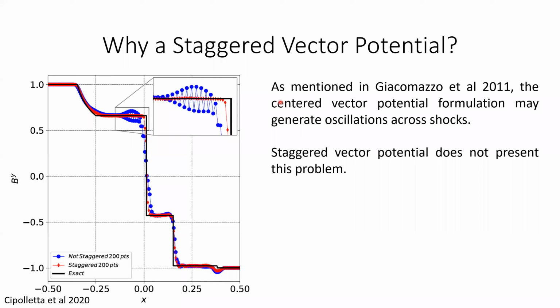So in Whisky MHD, what we did, for example, was to apply some Kreiss-Oliger dissipation to the vector potential, and this will get rid of these oscillations in the magnetic field. But if you use a staggered vector potential formulation, these oscillations don't appear at all, so you don't need to use any Kreiss-Oliger dissipation. This is something that I find very interesting about the difference between a staggered and non-staggered formulation.